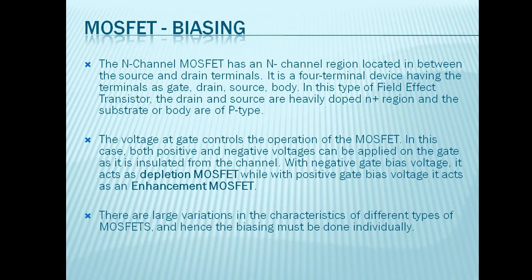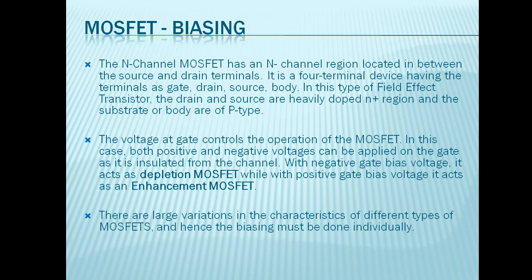The N-channel MOSFET has an N-channel region located in between the source and drain terminals. It is a 4-terminal device having the terminals as gate, drain, source and body. In this type of field effect transistor, the drain and source are heavily doped N+ regions and the substrate or body is of P-type. The voltage at gate controls the operation of the MOSFET.